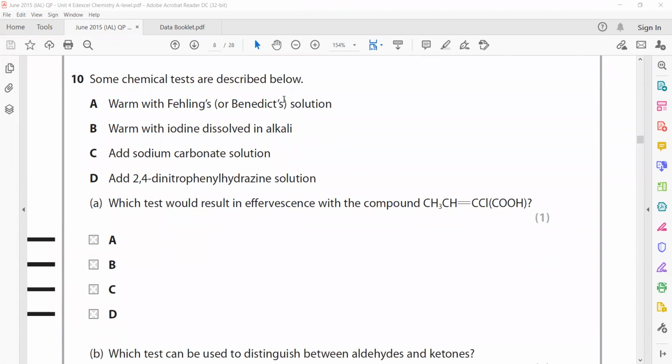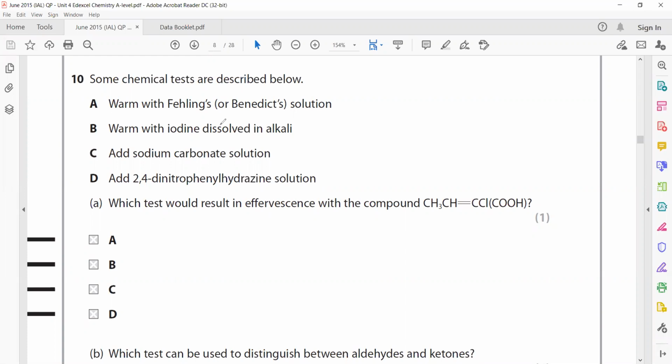In question 10, some chemical tests are described below. Warm with Fehling's or Benedict's solution is used for aldehyde. Warm with iodine dissolved in alkali, that is if a methyl group is there next to the carbonyl. Add sodium carbonate solution, that's to identify acid. And add 2,4-dinitrophenylhydrazine, that is for any carbonyl, aldehyde or ketone. Which test would result in effervescence?